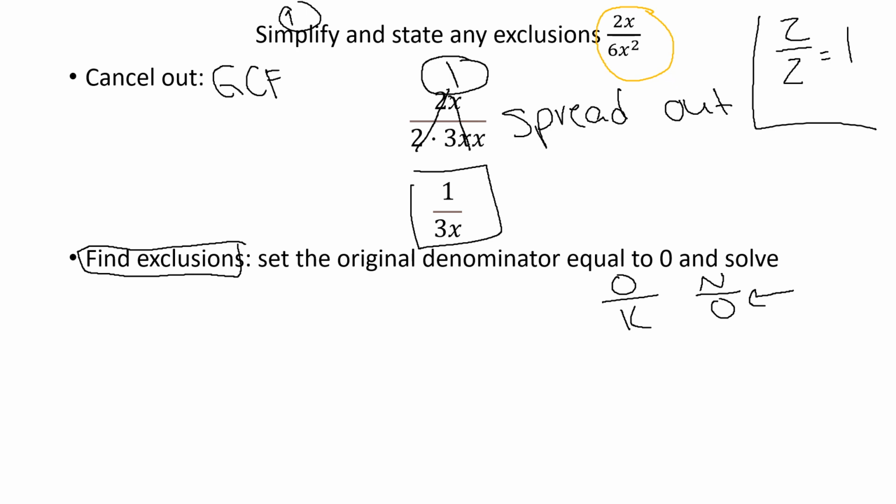But right now, we are going to focus on what value would make my denominator 0. Why? Because it's illegal to divide by 0. I mean, you know, you're not going to go to math jail, but you can't do it. So in order to find exclusions, we have to find what number would create a 0 on the bottom.